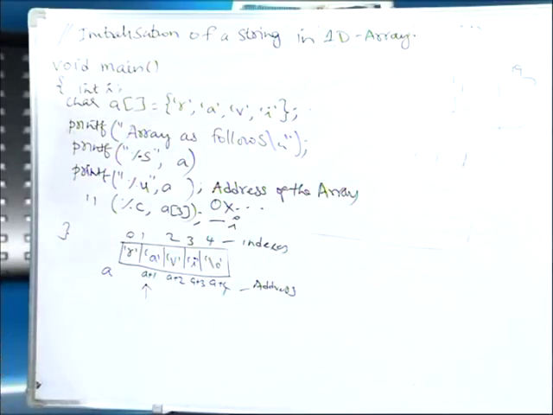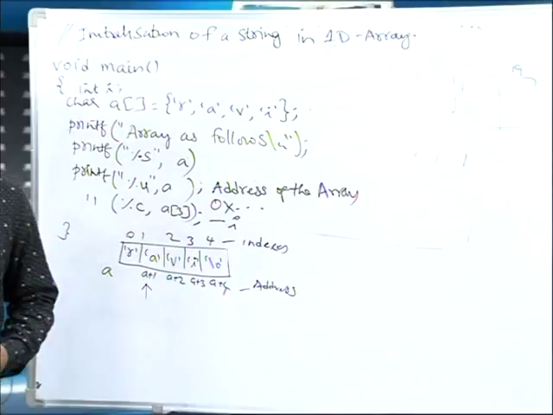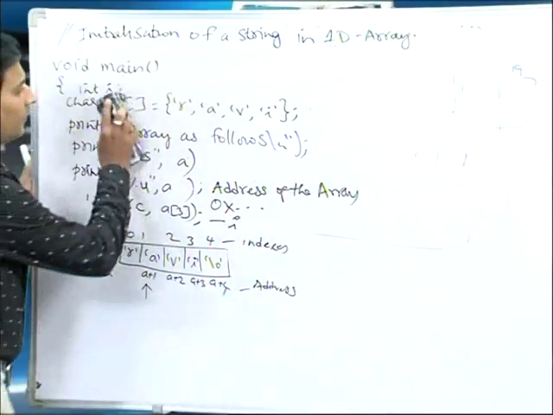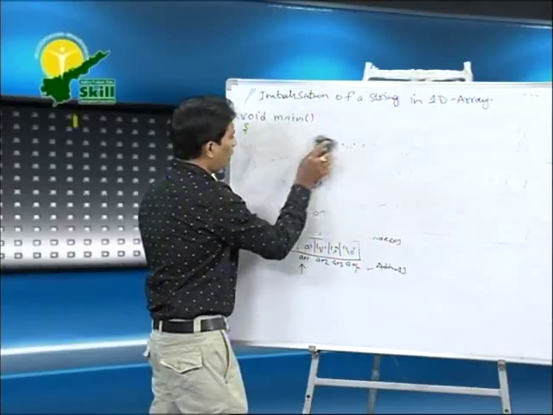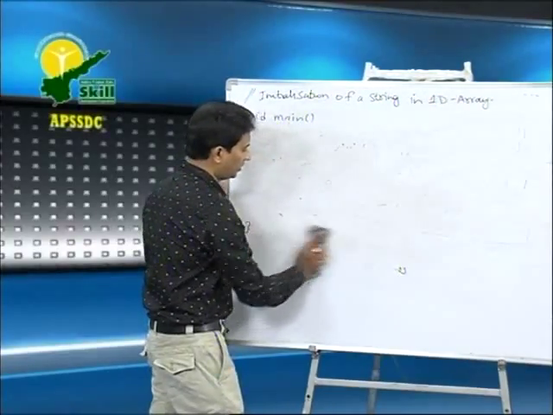This is the initialization of strings in a 1D array. We have seen the strings concept. In the next concept, we go for another concept, that is functions or pointers. We will see it in the next sessions.